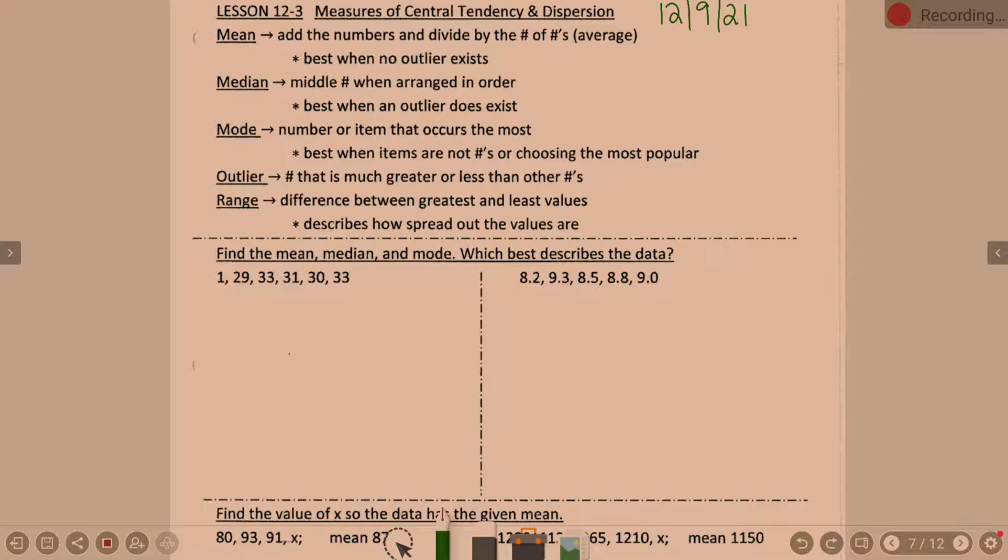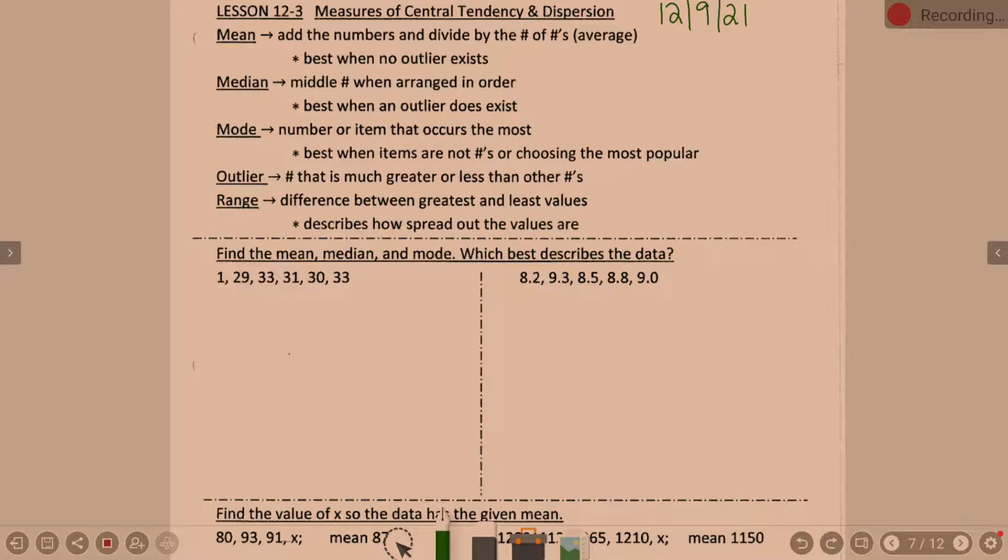Okay, mode, the easiest one, the one that occurs the most. That's the best when items are not numbers or you're choosing the most popular. That's your best one to use there. Okay, outlier, I've kind of already talked about that. A number that is much bigger or much smaller than the other numbers. It just makes me think like Sesame Street, which one doesn't belong, you know.